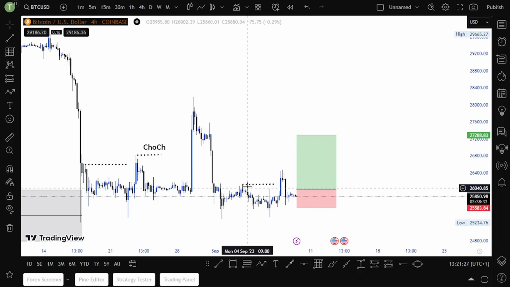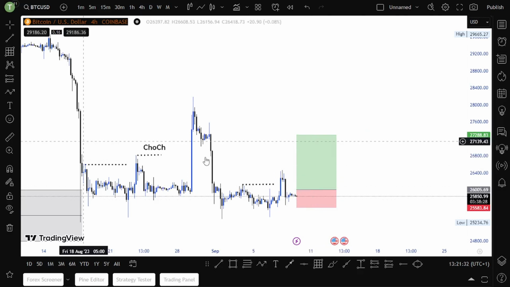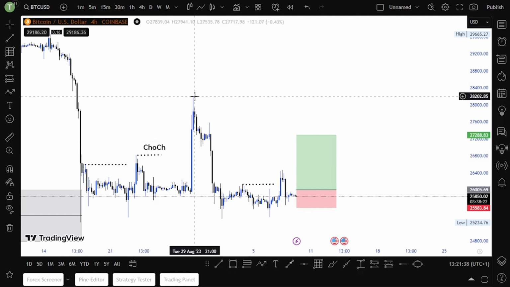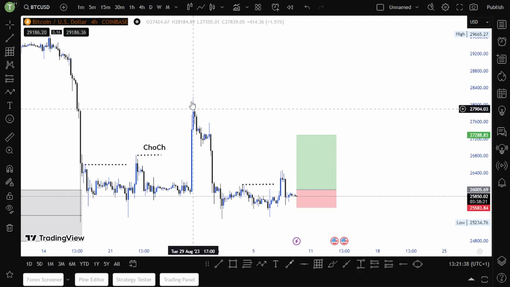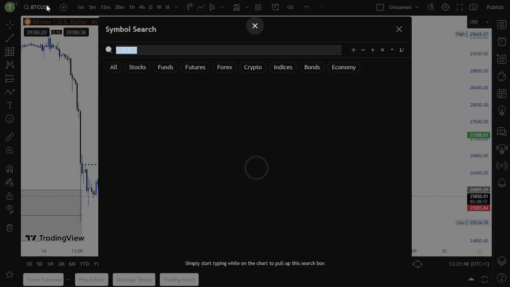Price went up and pulled back. Price is currently just consolidating around this area. So we will only get bigger buys once price breaks this high, then we will enter big buys. But for now, price is just consolidating around it. So that is my view on Bitcoin, guys.